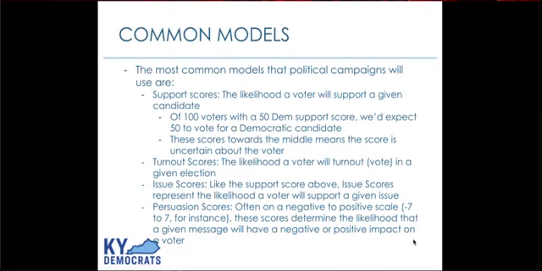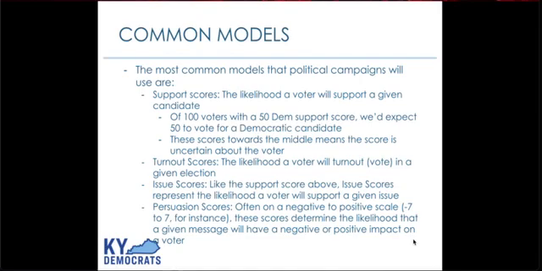Turnout scores are the likelihood a voter will turn out in a given election. These are usually built and validated upon previous vote history. Next, issue scores, very similar to support scores. These are the likelihood a voter is going to support a given issue stance or message. And then persuasion scores.